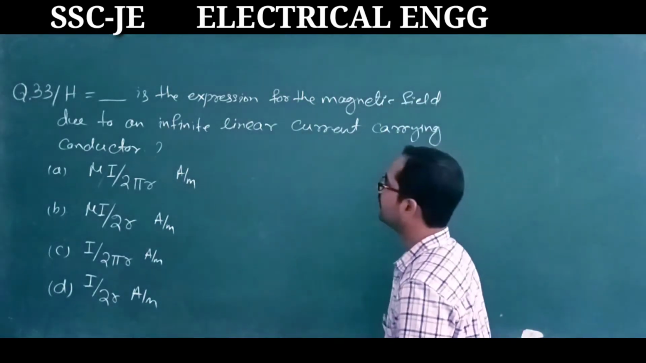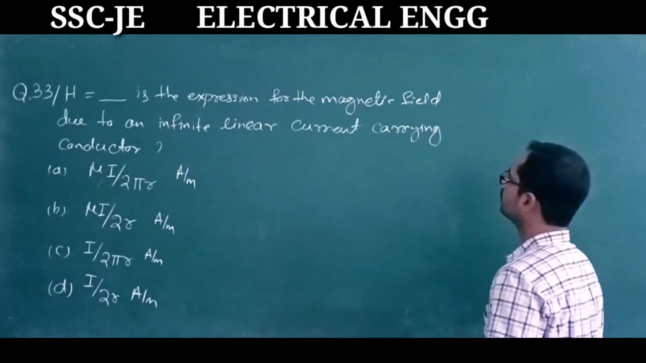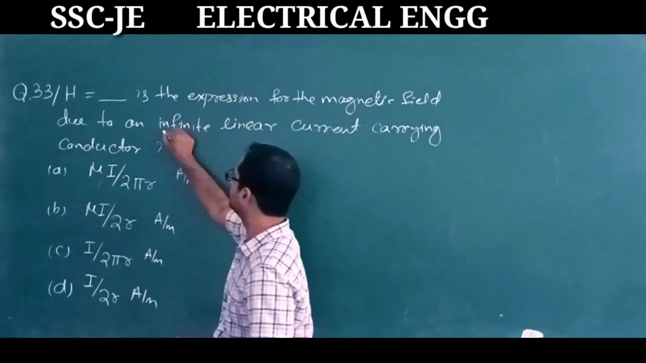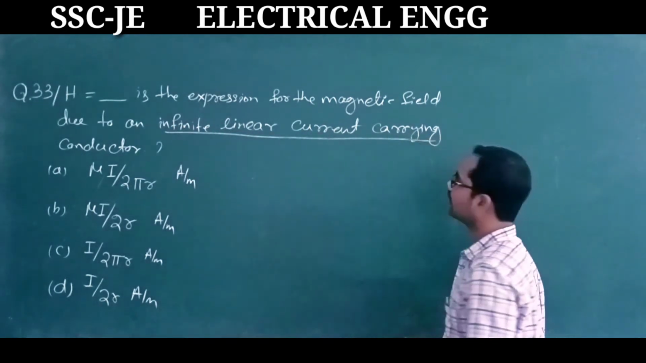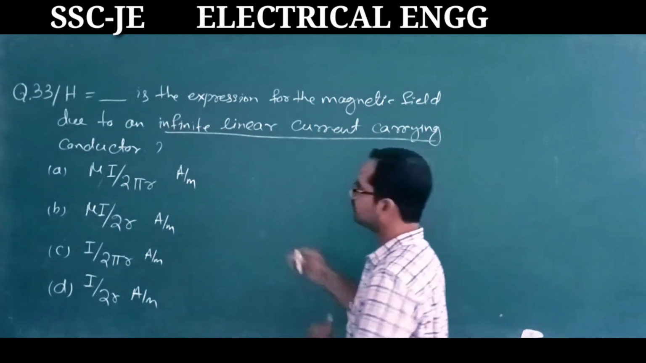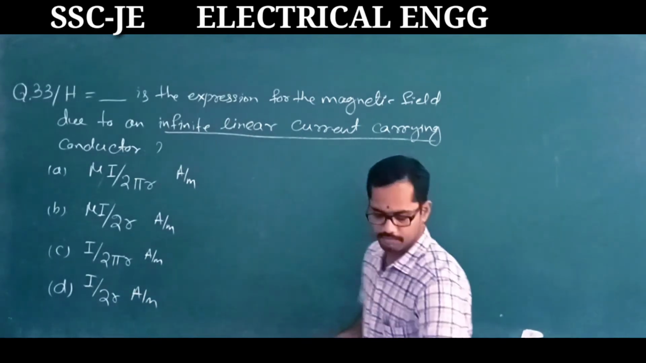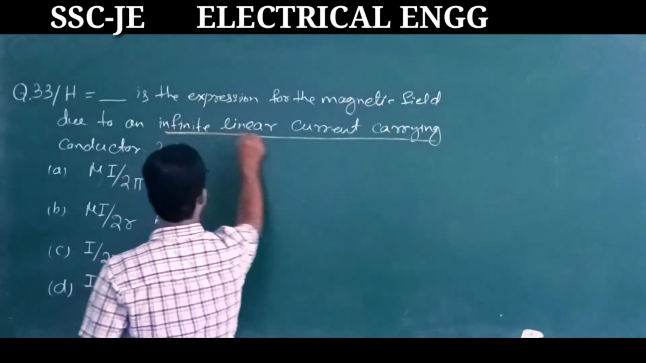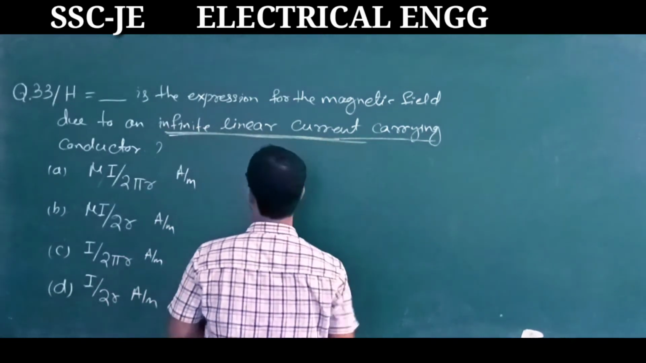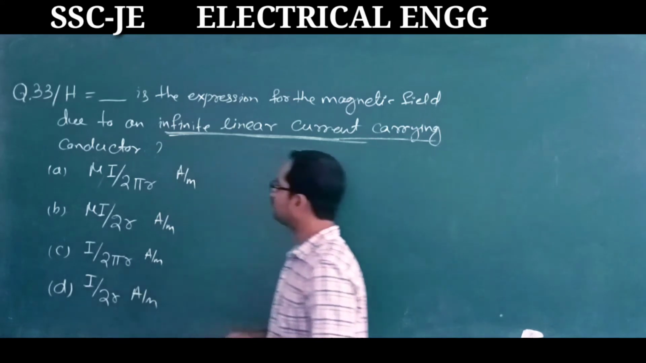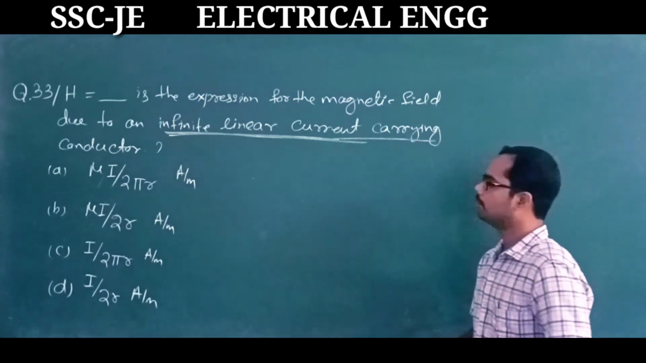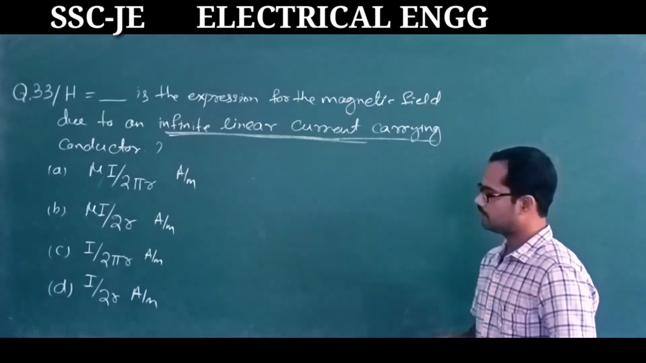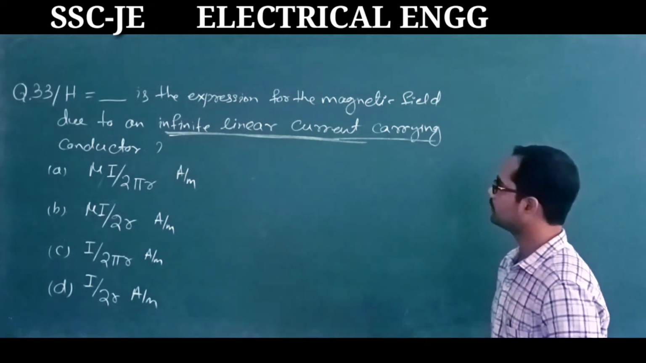The question is: H is equal to dash is the expression for the magnetic field due to an infinite linear current carrying conductor. This type of question we have already covered in our previous video. Here it is an infinite linear conductor. The options are mu I by 2 pi r ampere per meter, mu I by 2 r ampere per meter, I by 2 pi r ampere per meter, then I by 2 r ampere per meter.